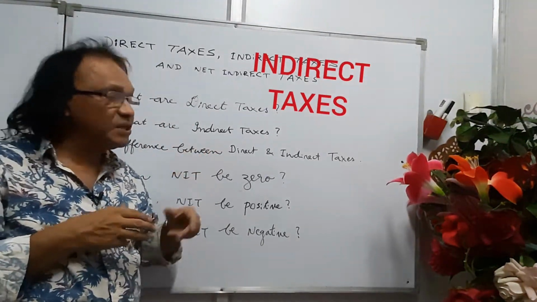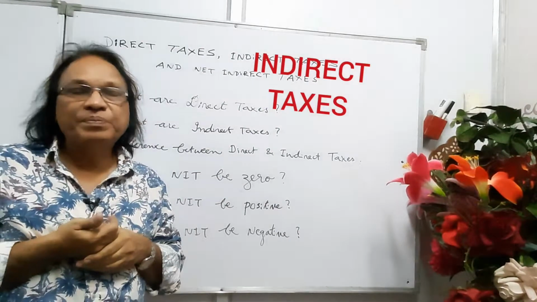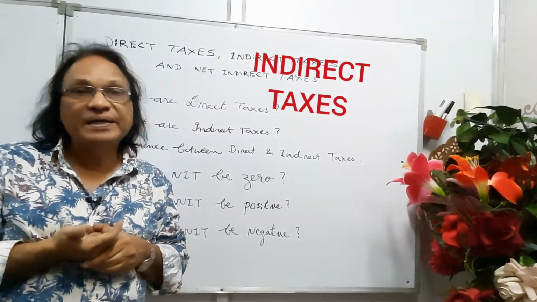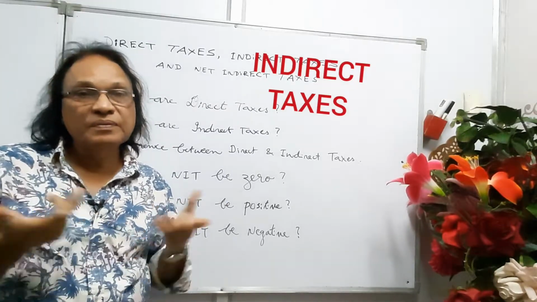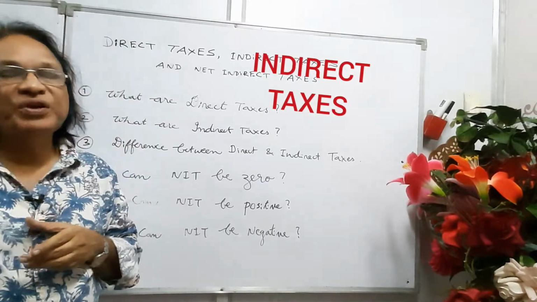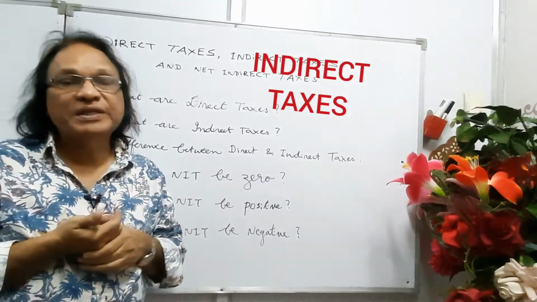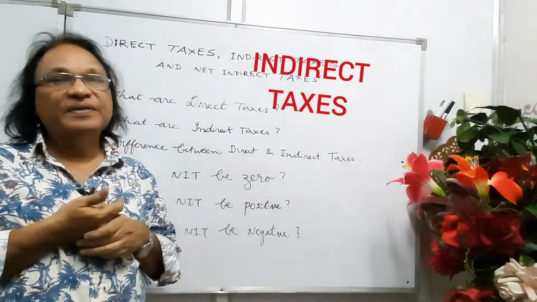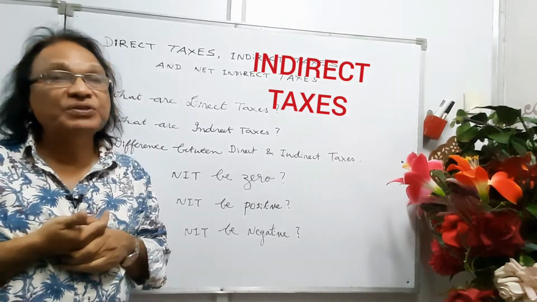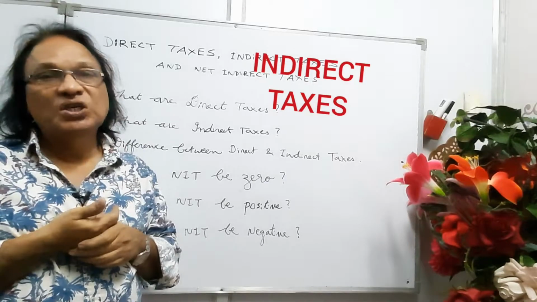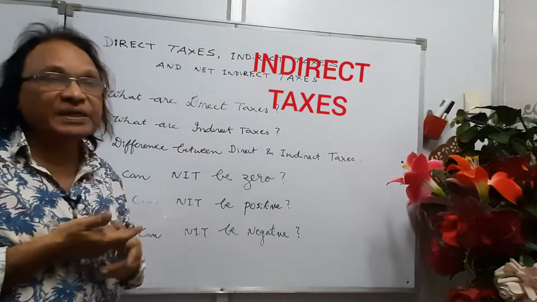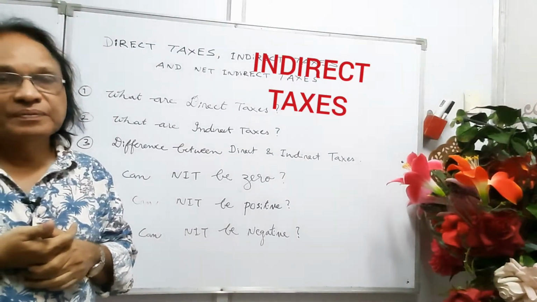But indirect taxes can be escaped. How do you escape? Legally, we're talking about how do you escape. Don't buy a commodity, you don't have to pay GST. Don't go to see a movie. Earlier we used to have entertainment tax, now you don't have to pay GST. Don't buy luxury goods, you don't have to pay GST. You can escape. So direct taxes can't be escaped, but indirect taxes can be escaped.